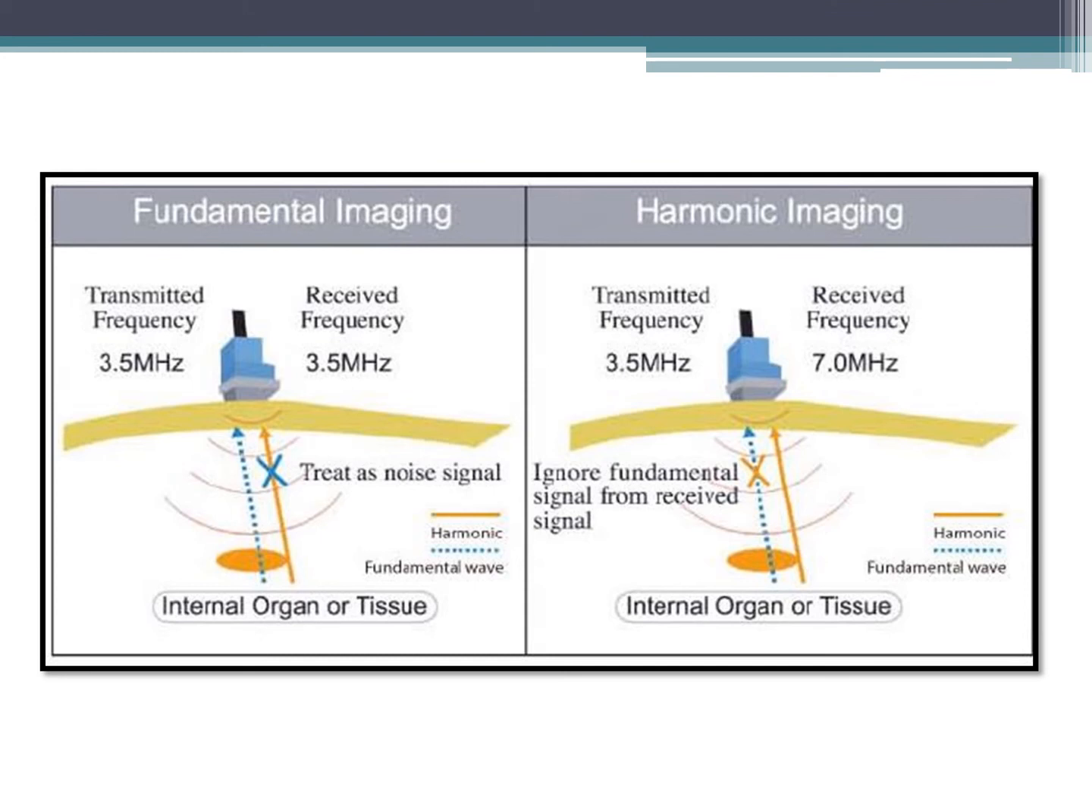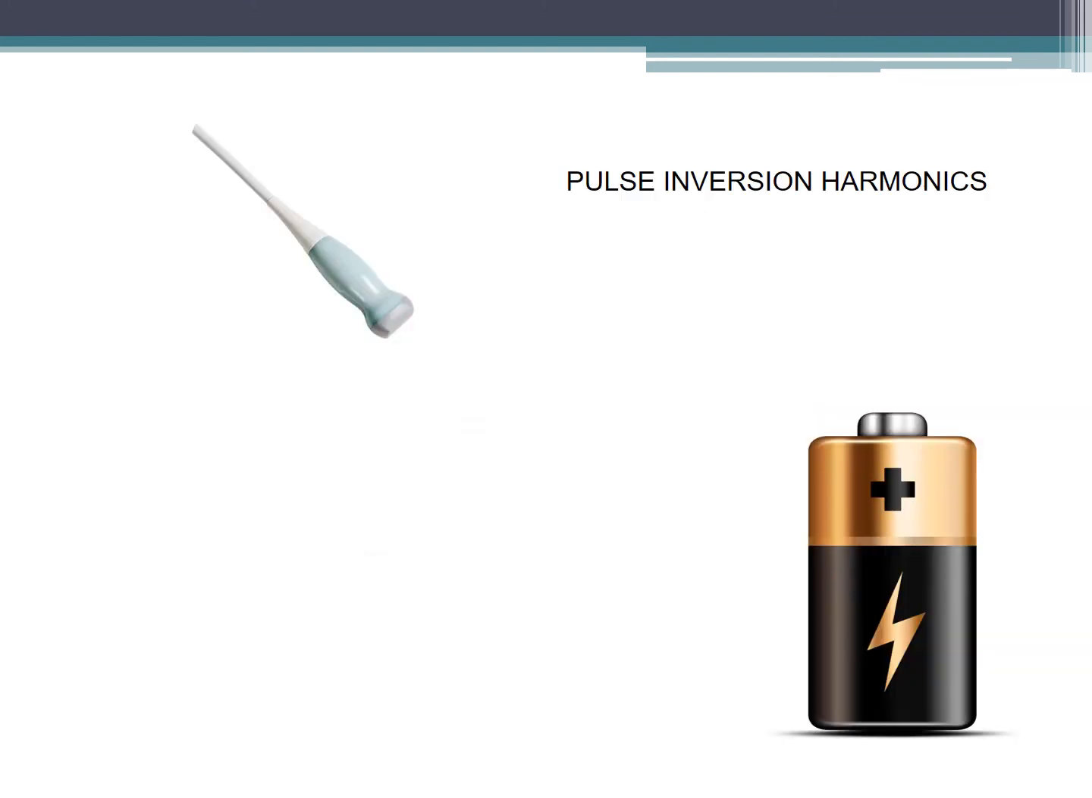When we use harmonic imaging, the transmitted frequency may be 3.5 megahertz, but now we're only going to listen for any received frequencies at 7 megahertz, again, twice the fundamental frequency. So now the machine needs to ignore anything coming back other than 7 megahertz and needs to treat it all as noise. But we need to figure out how to get rid of that noise so it doesn't distort our picture. So that is where pulse inversion harmonics and power modulation harmonics come in.